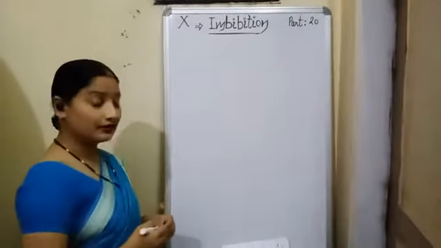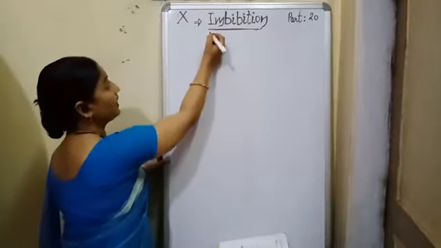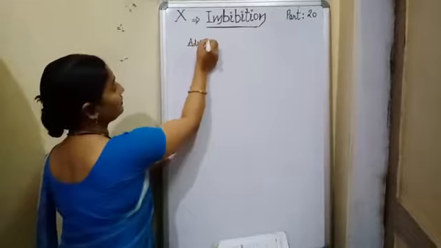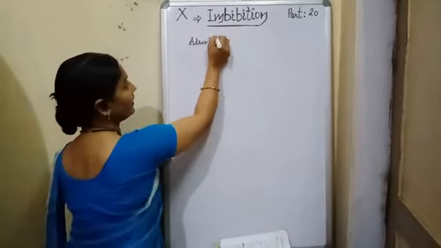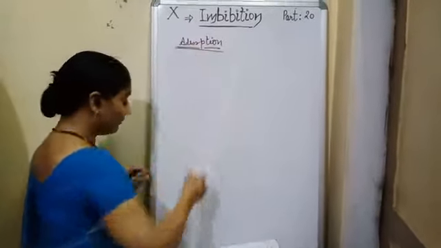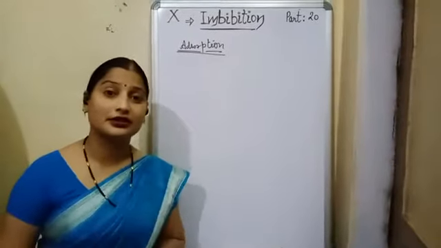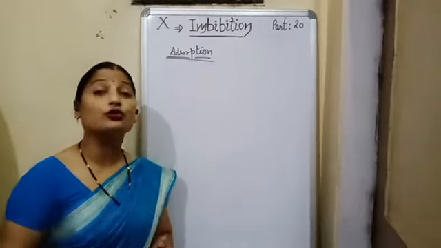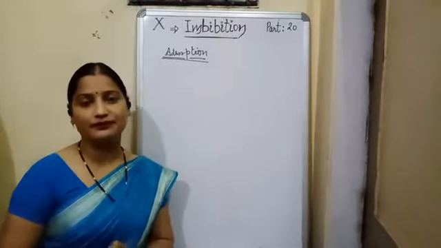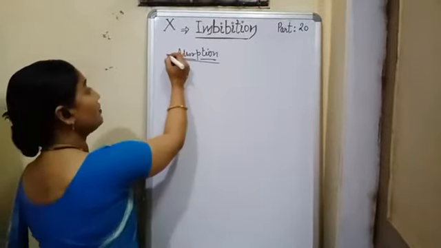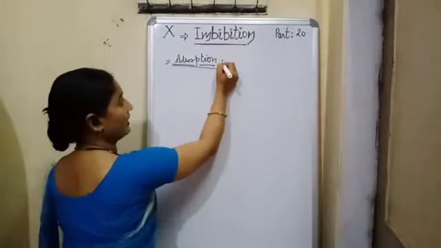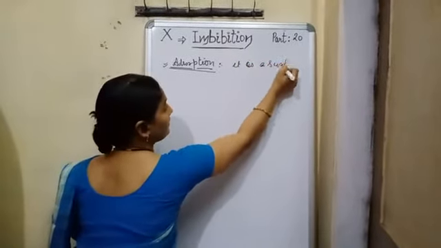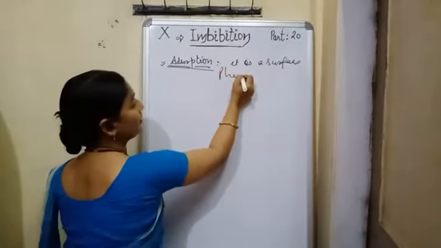Now see, what is the meaning of imbibition? This imbibition word means adsorption. We have all read about absorption, children. The meaning of absorption is when the water gets soaked by some of the substances. But the meaning of adsorption is, it is a surface phenomena.